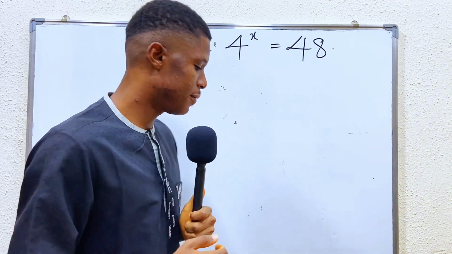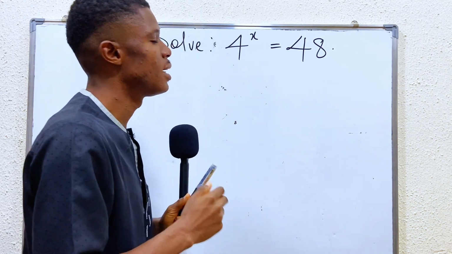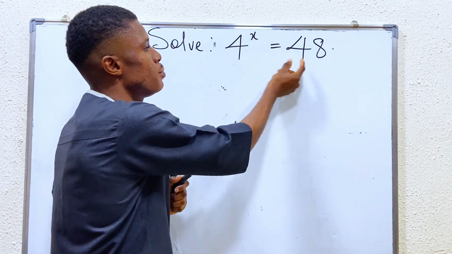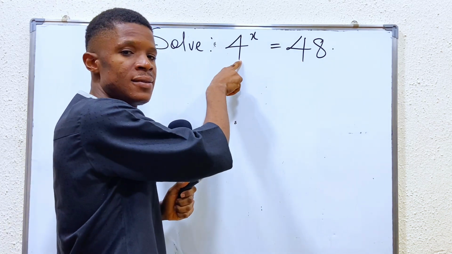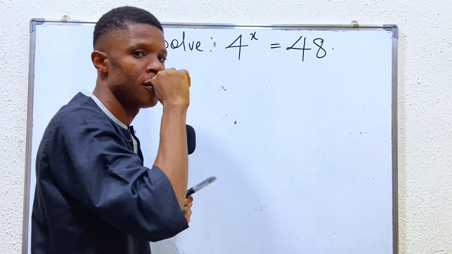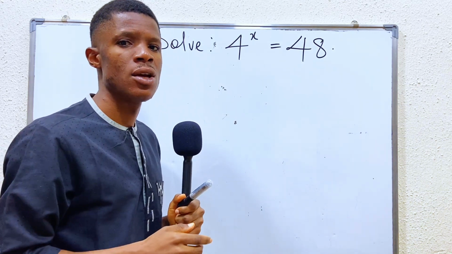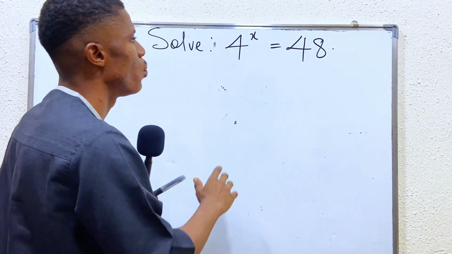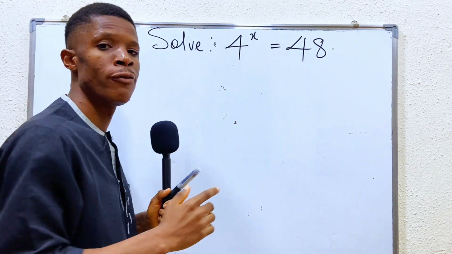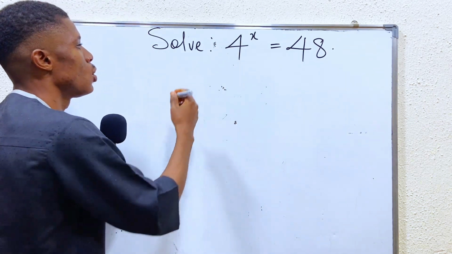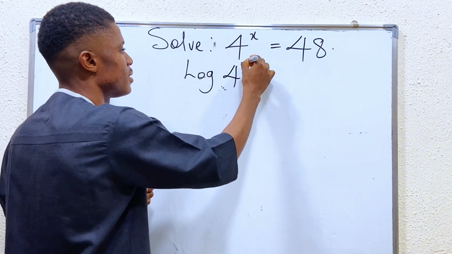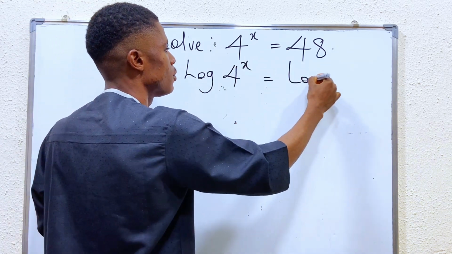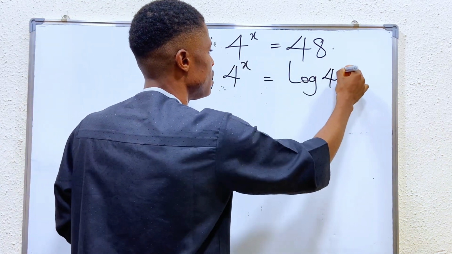For you to solve for the value of x, you will check first thing: can we actually express the two bases of these two terms to be the same? The base here is 4 and the base here is 48. No, we can't. So what are we going to do? We have to take the logarithm of both sides. So when you take the log of 4 power x, you also have to take the logarithm of 48.